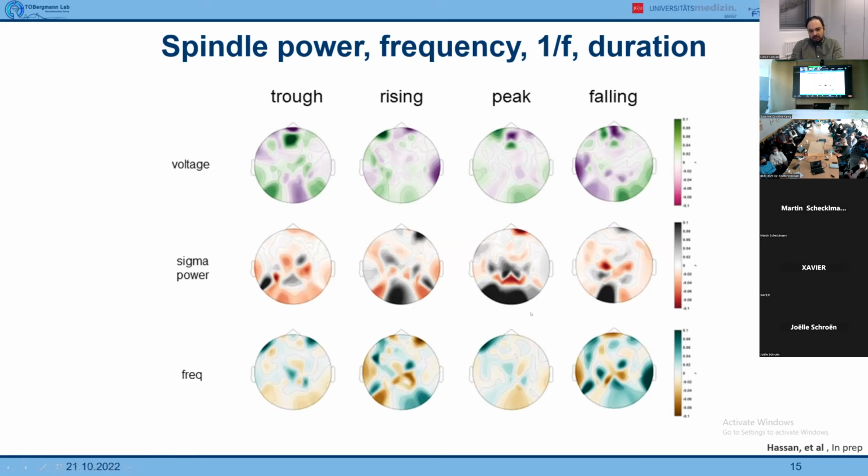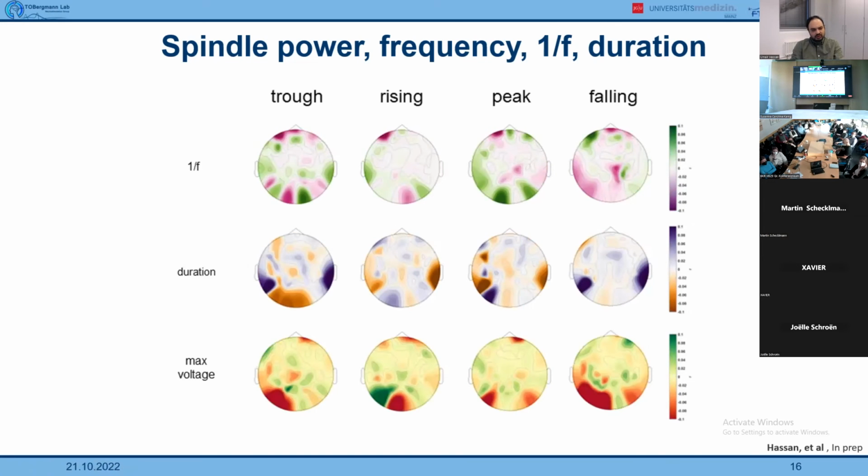We found that neither the voltage, nor the sigma power of the last 500 milliseconds before the stimulation happened, nor the frequency of a particular trial of a spindle actually had any impact on the MEP. These are the correlation graphs with the single-trial voltage, sigma power, and frequency against the single-trial MEP. We really found no impact of these parameters on the MEP. So indeed, the results were coming from the phase of the spindle.